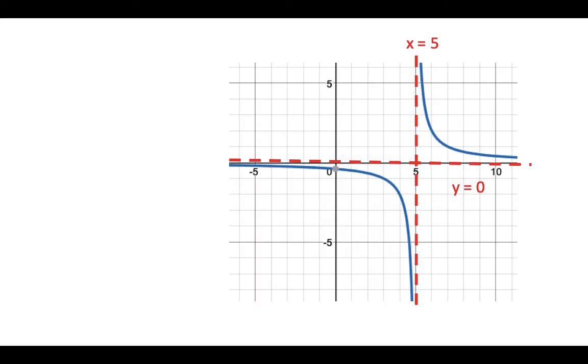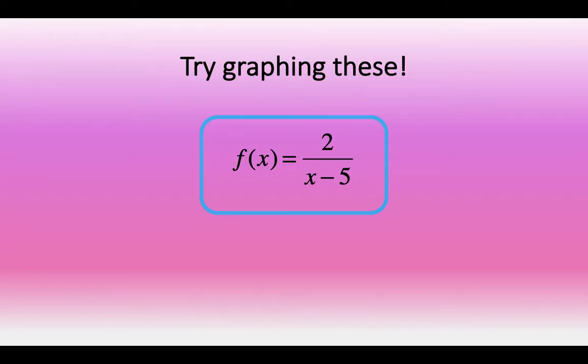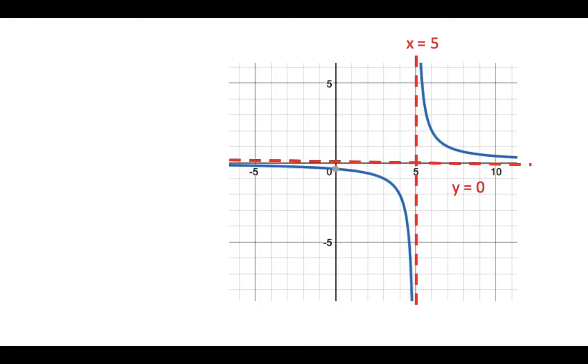So if we graphed this function 2 over x minus 5, we would get this result. And notice I've got two lines on there in red that are dashed lines. We're going to talk about those in a minute. Those are really important lines. Our graph will get as close as possible to those two lines, but it will never touch them.